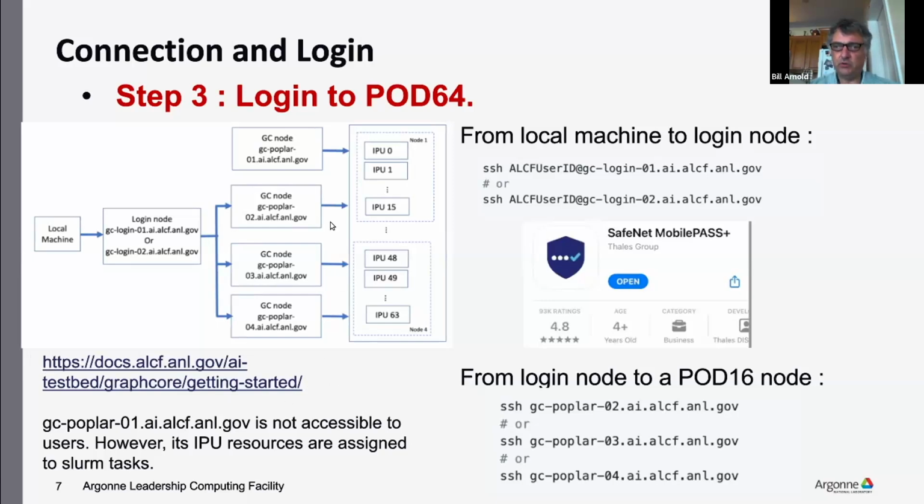Just a note, the first node is not accessible to users. You can't SSH into it because it runs some control tasks, but the IPU resources of all 64 IPUs are available to Slurm tasks, and they're not actually associated with the nodes.